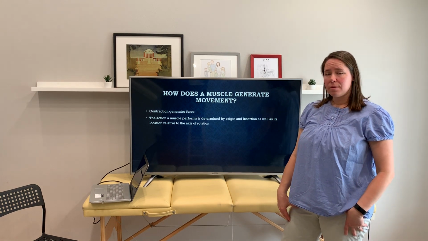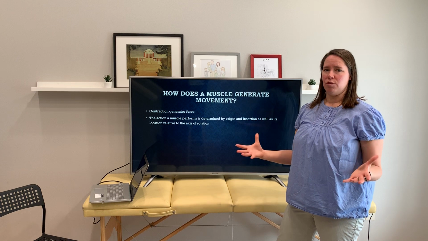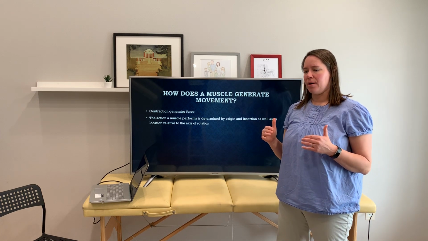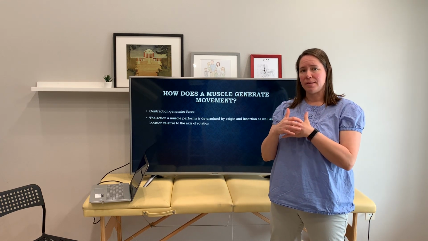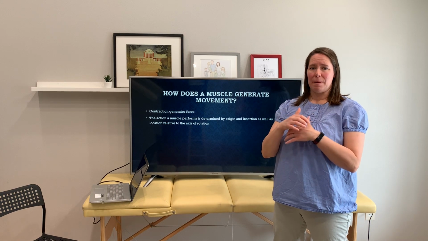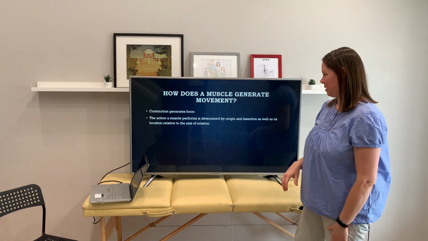Okay, how does a muscle generate movement? We've talked a little bit about the microanatomy, the actin and the myosin, how those overlap and bind together and create tension in the muscle.